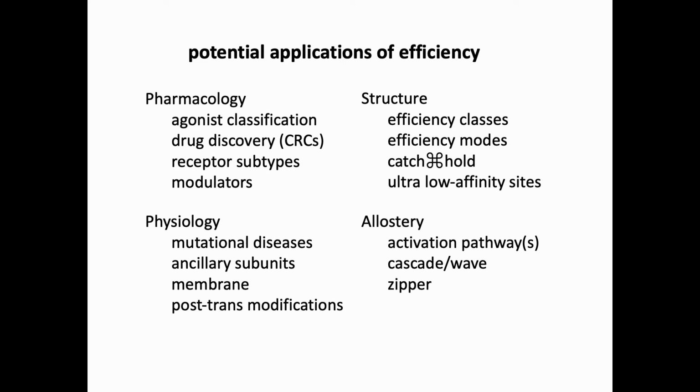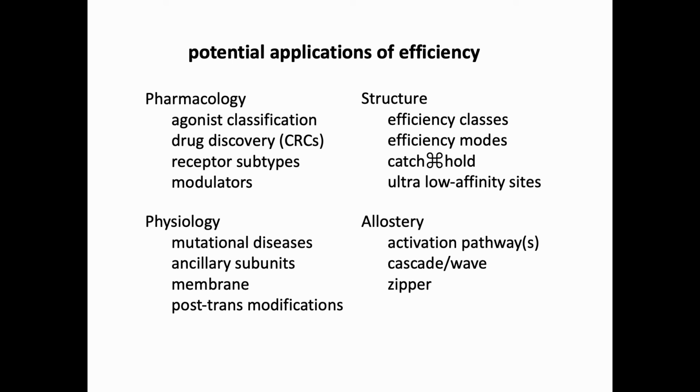If you have ancillary subunits or membrane effects or post-translational modifications, they could be acting by changing efficiency. Whereas you can get a change in the efficacy and a change in the affinity, you could also have the same affinity and a different efficiency, and that would maybe be the cause of the disease. It looks like you've broken the machine in some way or increased the machine's efficiency.